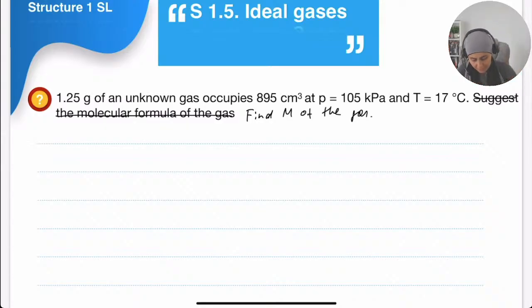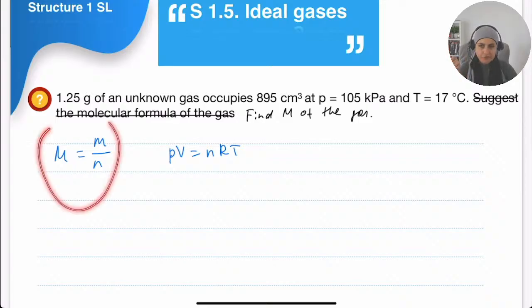So we know the mass. We obviously don't know the Mr. That's what we need to find. Usually we find molar mass from the periodic table, but here it's not possible because we don't know what the gas is. So we can rearrange the moles formula: molar mass is equal to mass over moles. And how do we find moles? We would find it from the PV equals nRT expression. So I will rearrange this to find the moles, then plug the moles into the first expression. Okay, let's do that.